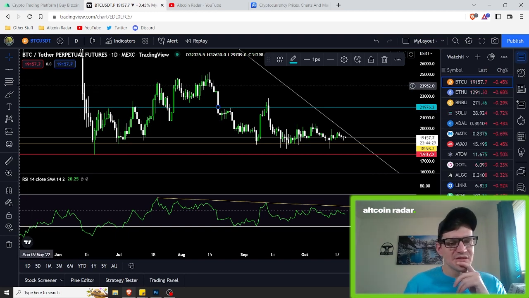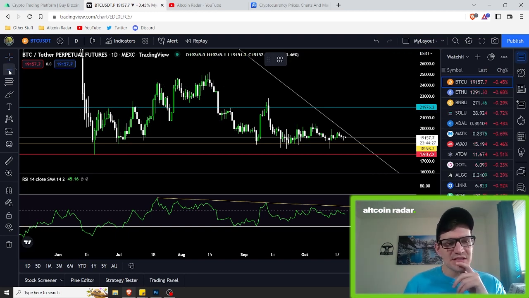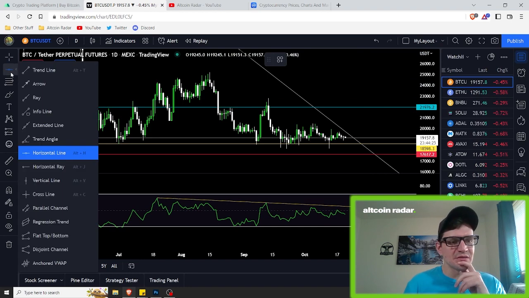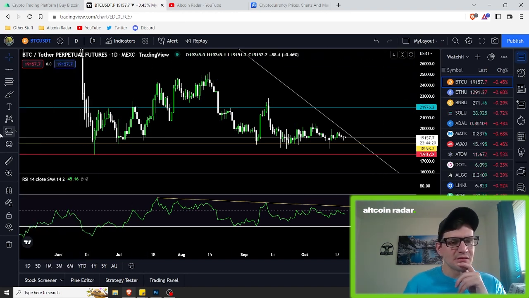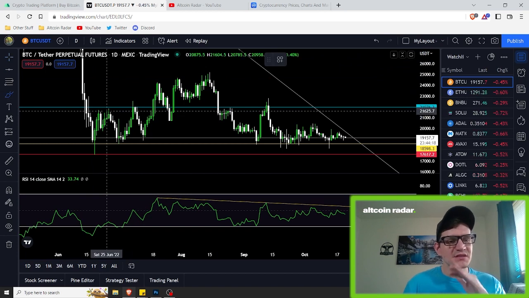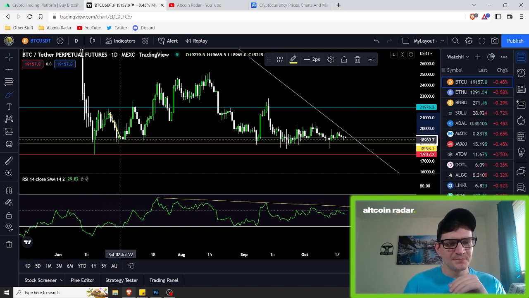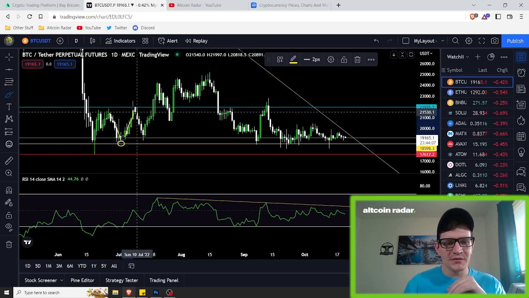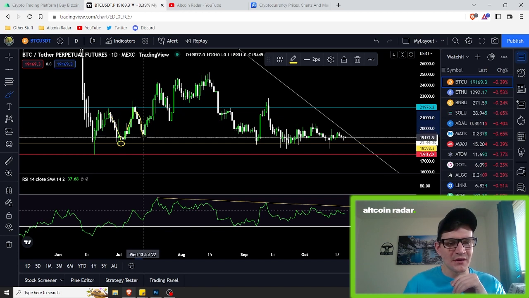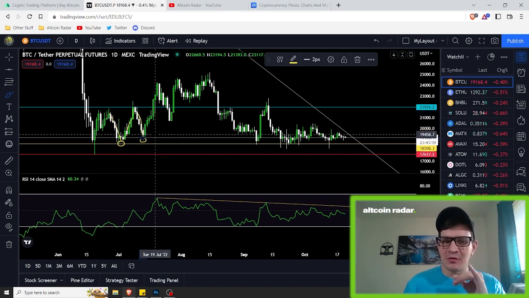All right, so here's the thing. We can clearly see what happened here. Let me go ahead and grab my brush. We can clearly see here, you guys, we went down. We created this first bottom right here, and then we went up. We didn't go through the layer of resistance, and then we dropped back down and formed the second bottom right here, this double bottom.